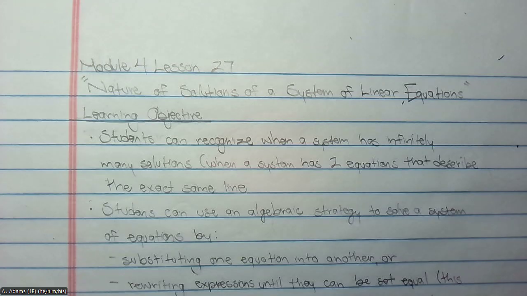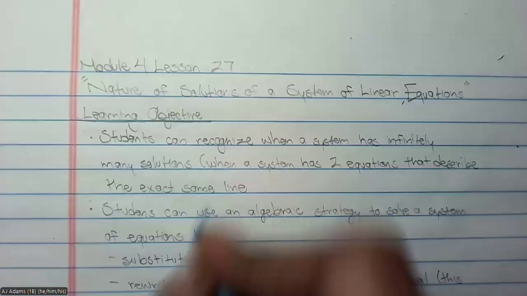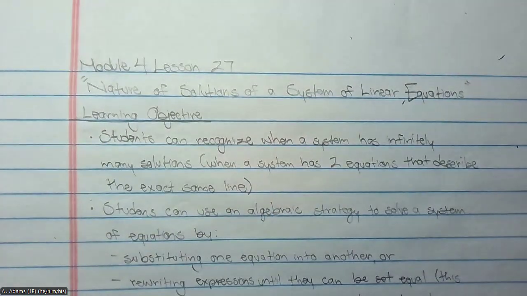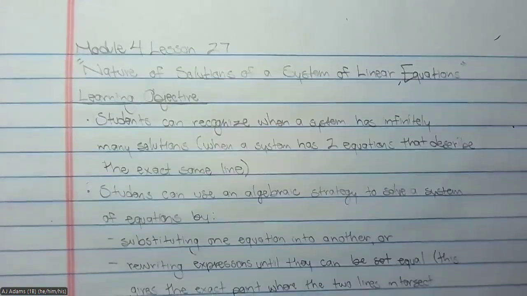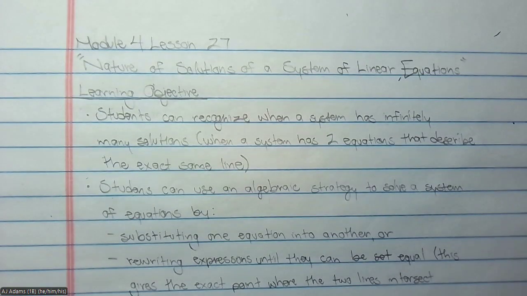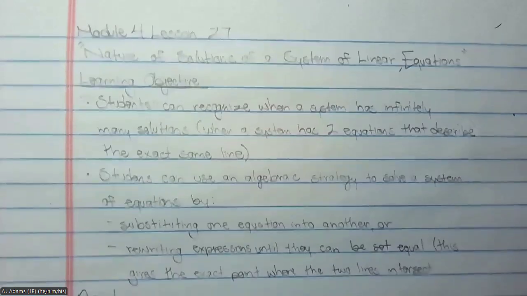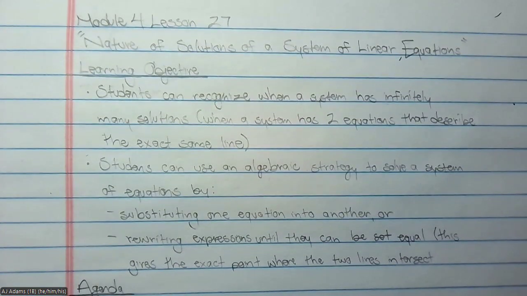So our first learning objective for Lesson 27 is that students can recognize when a system has infinitely many solutions, and that's when a system has two equations that describe the same exact line. And the second learning objective is that students can use an algebraic strategy to solve a system of equations using one of two strategies. The first strategy is by substituting one equation into another, or the second strategy is rewriting expressions until they can be set equal. And this gives the exact point where the two lines intersect.